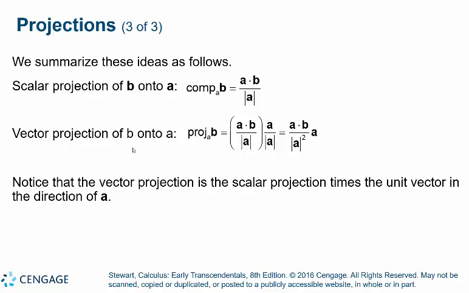Finally, the vector projection of B onto A, we write projection of B onto A. We're going to end up just using this formula. It's the dot product of A and B divided by the magnitude of vector A squared, times the vector A. So notice that the vector projection is the scalar projection times the unit vector in the direction of A. That's really what you're seeing there.